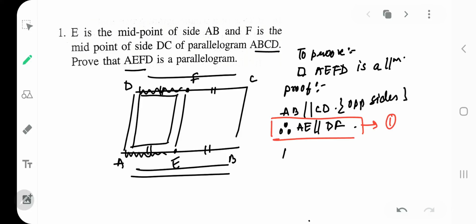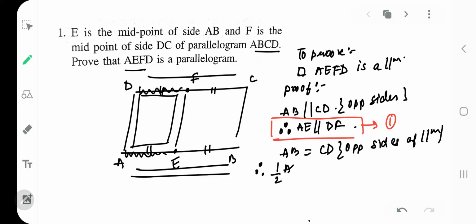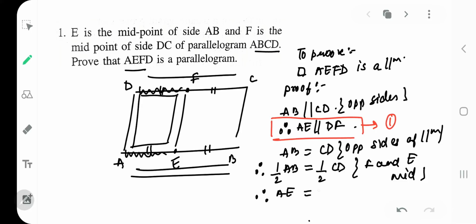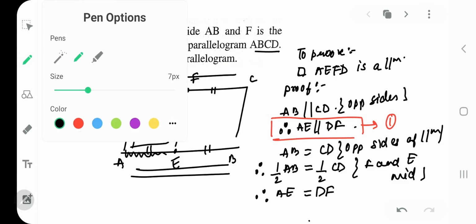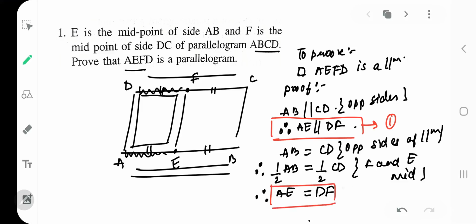Next, AB is equal to CD, because opposite sides of a parallelogram are equal. And can I therefore say half of AB is equal to half of CD? Because F and E are midpoints. So half of AB, can I write it AE? And half of CD, can I write it DF? Mark this as equation number 2.